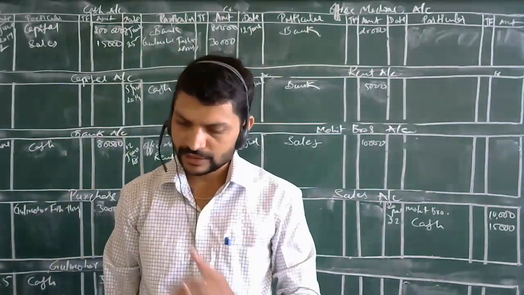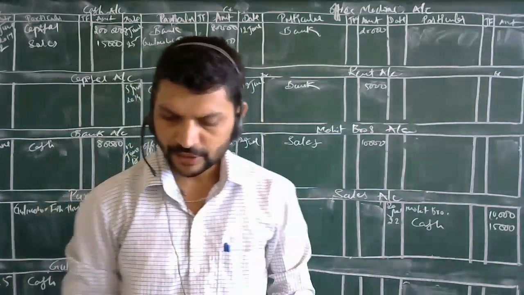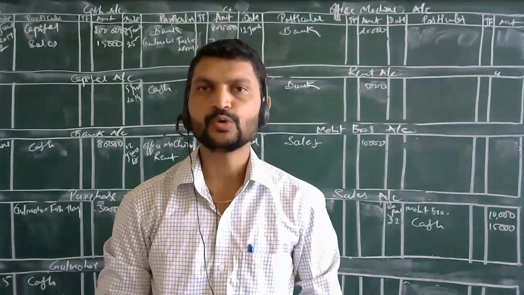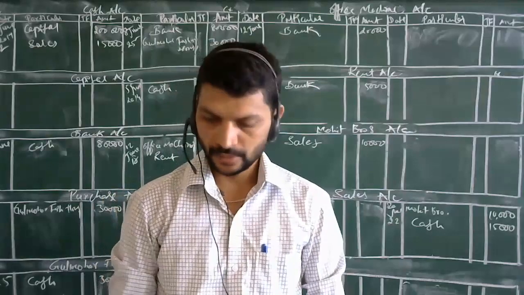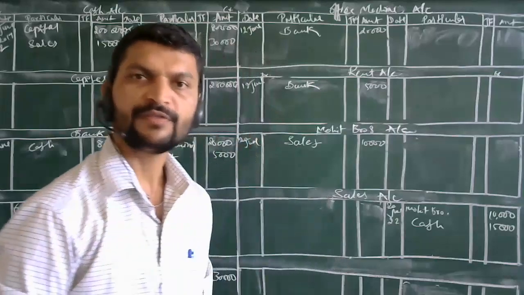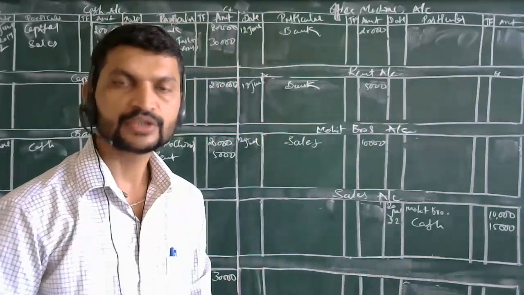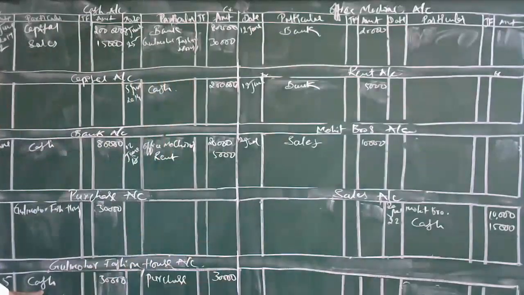Gulmohar Fashion House debit 30,000 to cash account. The narration will be: cash paid to Gulmohar Fashion House. The journal entry narration over here. That's it. So here we have passed the entry.